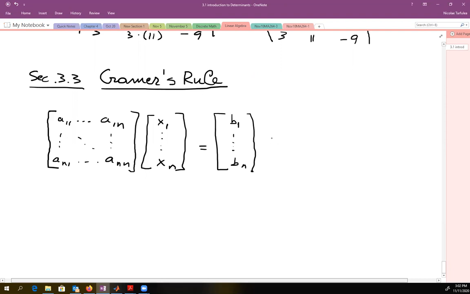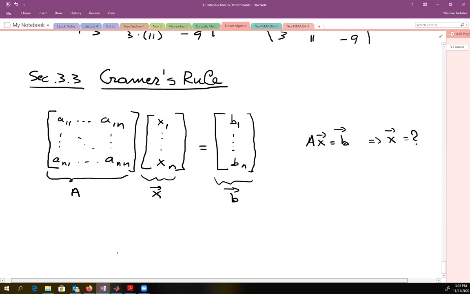Of course, if you want, you can write this in matrix vector notation as A times X. This is X. I'm going to put this little arrow above X to symbolize that this is a vector. And this one is B. So in matrix vector notation, this is what you have. You know A and B. You want X. Okay. Here is Cramer's rule.